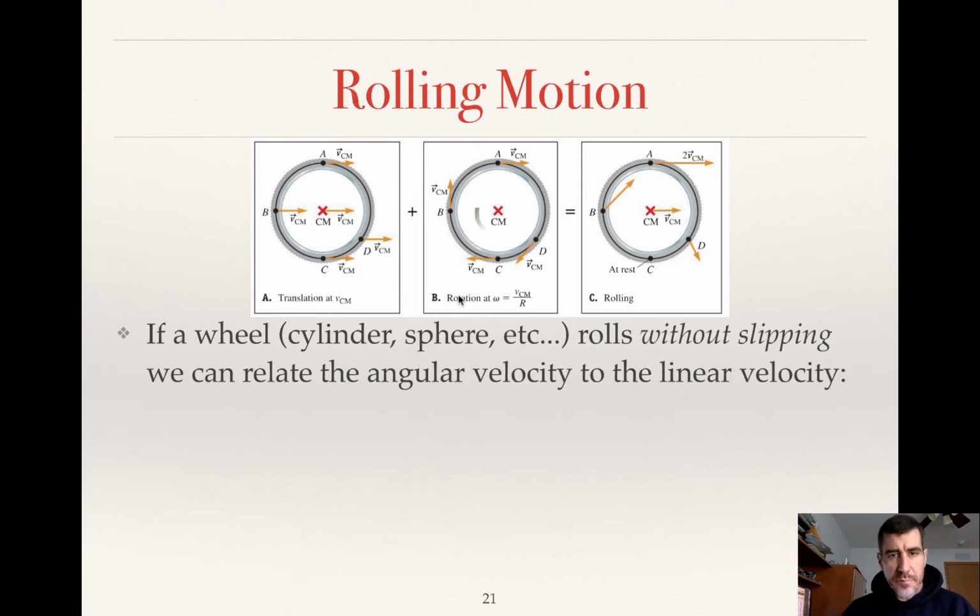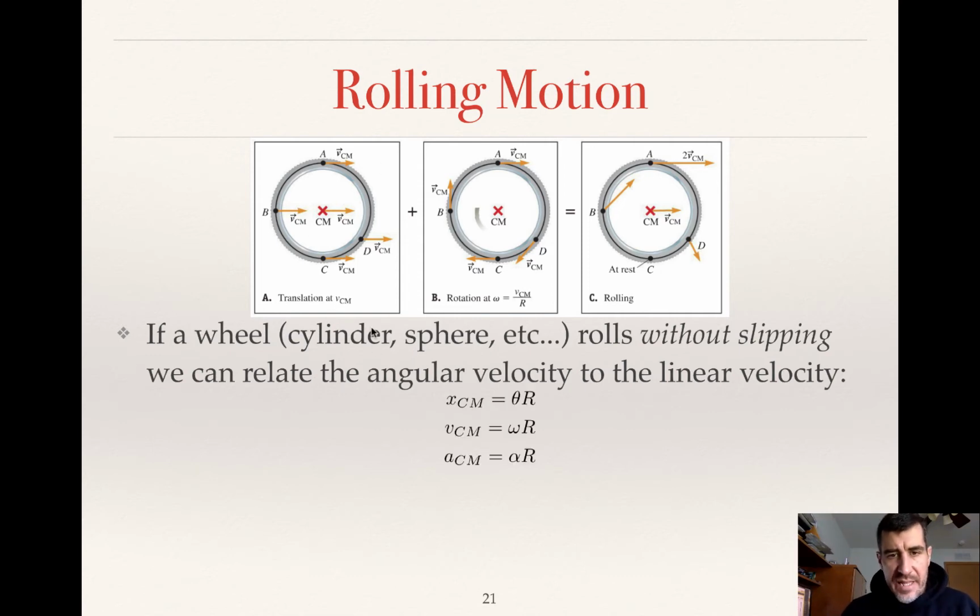Now, the key is if you have an object that rolls without slipping, then you can relate the angular velocity to the linear velocity. So imagine you have a tire that makes one complete revolution. Well, the translational displacement has to be equal to the circumference of your object.